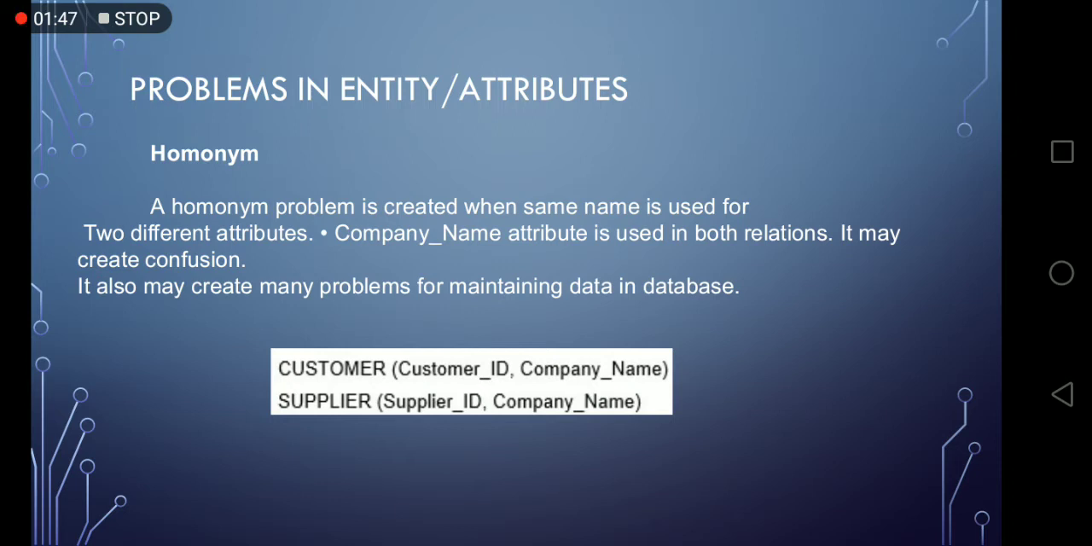For example, here we have two tables, customer and supplier. In customer table, we have customer ID and company name as attributes of the relation, and in supplier relation, we have two attributes, supplier ID and company name. Here, two attributes, company name, in two different relations represent different information but have the same name. This problem is known as homonym problem.